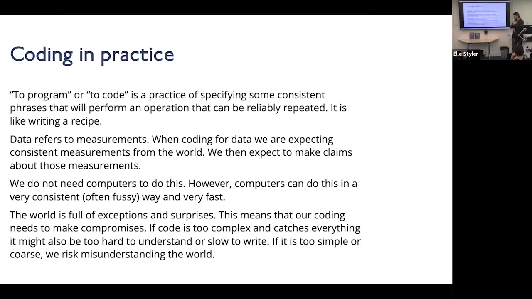Well, in computer code, we put a lot of those things in there in very specific detail. We tell exactly what we want to do with that code. Now, data refers to measurements. So when we're coding for data, we're expecting consistent measurements. That might be good, that might be bad. But that's what we're looking for. We treat all the Facebook friends as friends, for example.